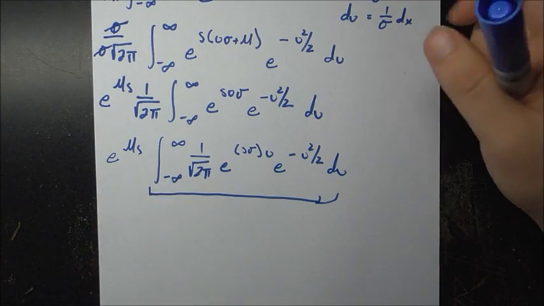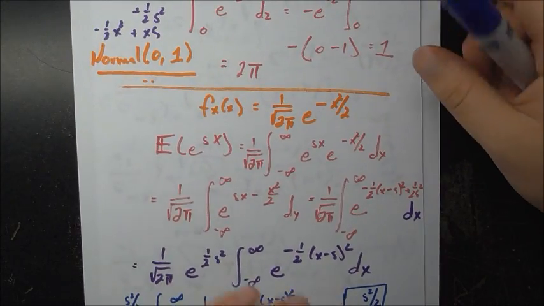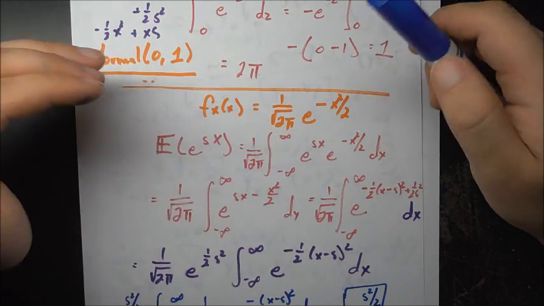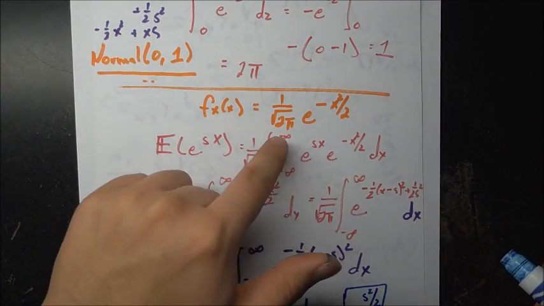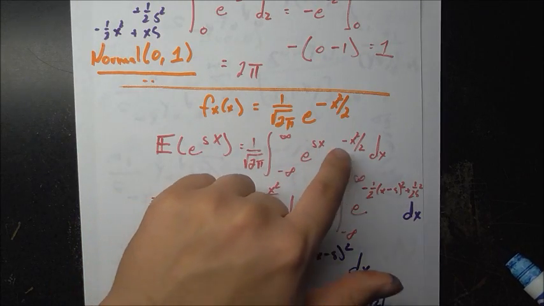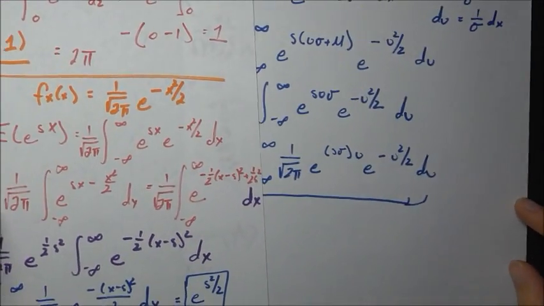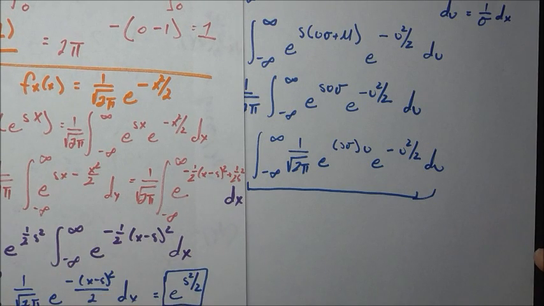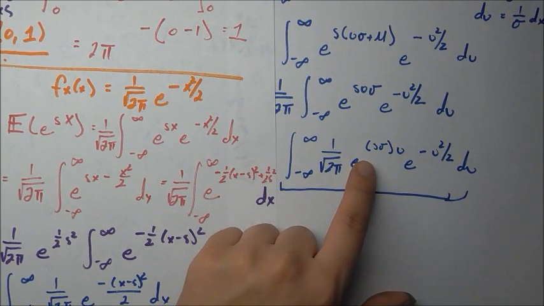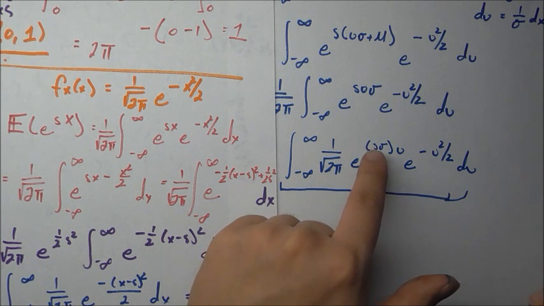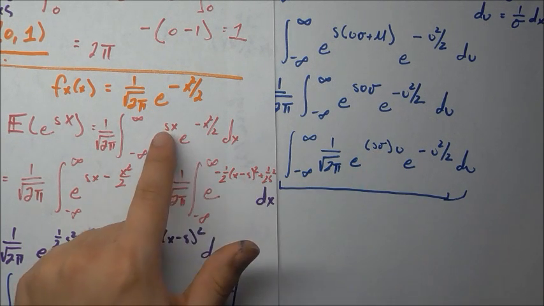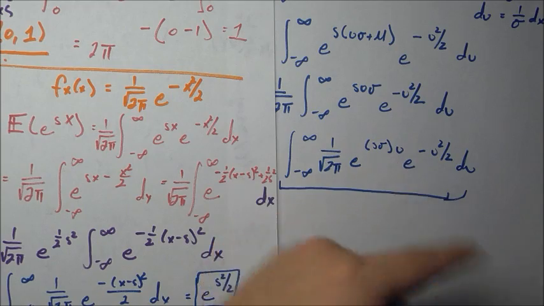Now if we look back at what we had when we were finding the MGF of a normal 0, 1 random variable, we had this. We had 1 over radical 2 pi, negative infinity to infinity, e to the sx, e to the negative x squared over 2 dx. Now compare that with what we have right here. Here we have that exactly, 1 over radical 2 pi, e to the, now the only change here is that this is an s sigma instead of just an s. But notice s was just a real number, s sigma is just a real number.